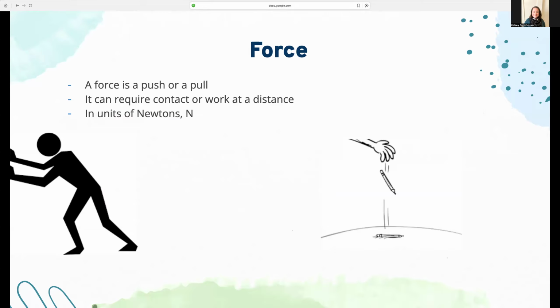So it can be you literally pushing or pulling on an object, like pulling the tablecloth out from under those dishes, or it can be something that acts at a distance without something needing to touch it. Like you can drop something and the force of gravity pulls that down without, like, I don't know, the Earth's hand coming and pulling the object down.